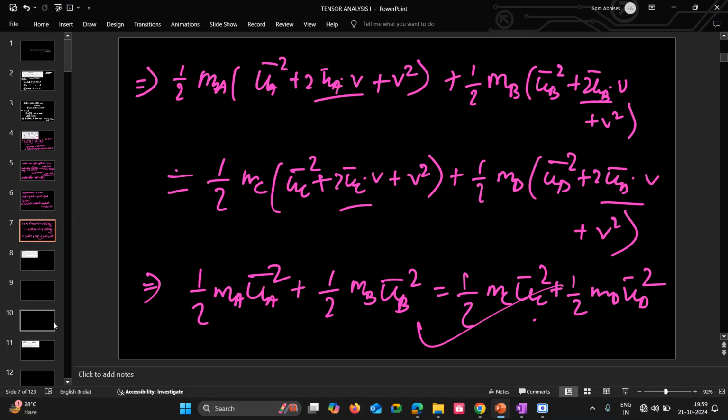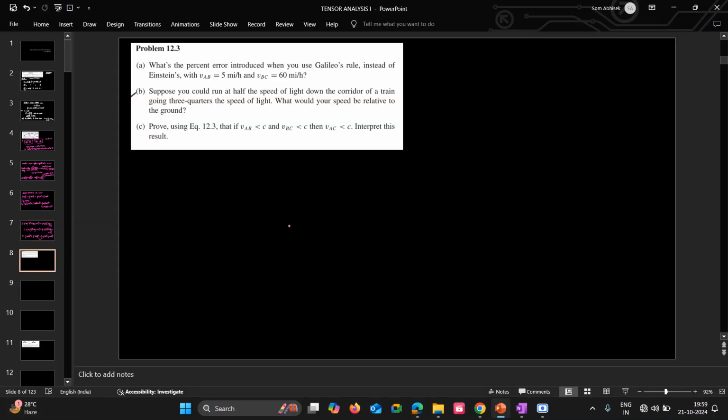Okay, let's move to the next question. What's the percent error introduced when you use Galileo's rule instead of Einstein's rule with VAB equal to 5 miles per hour, VBC equal to 60 miles per hour? So the percent error introduced when you use Galileo's rule, that is this and this. Galileo's rule is one and Einstein's rule is one, so we will separately use them.